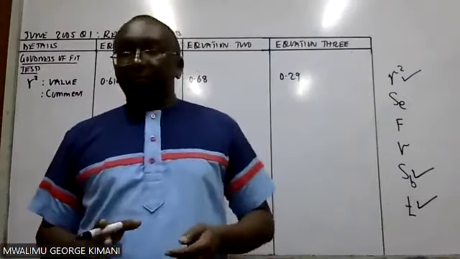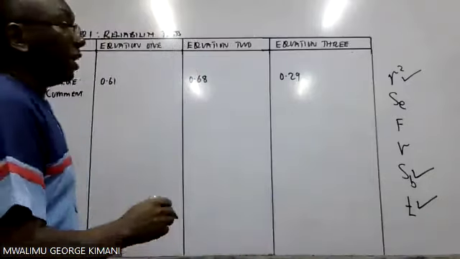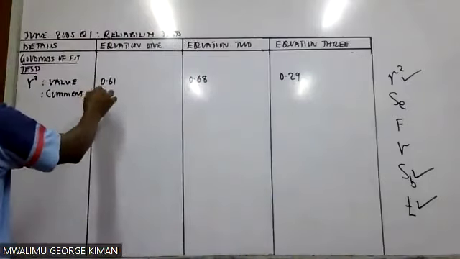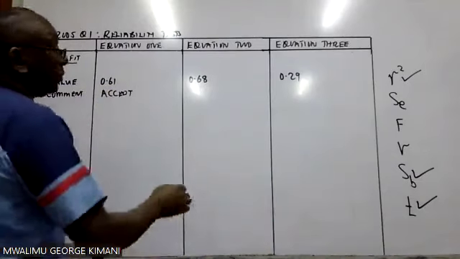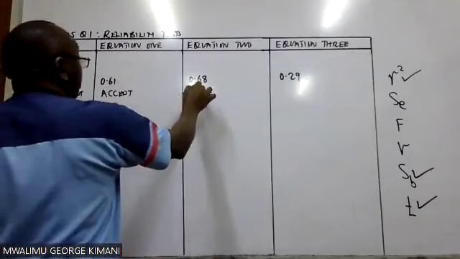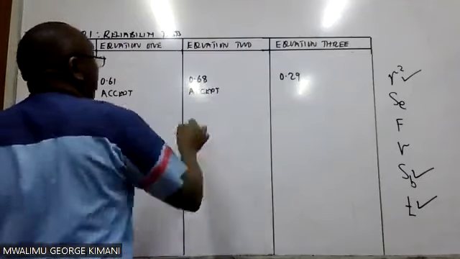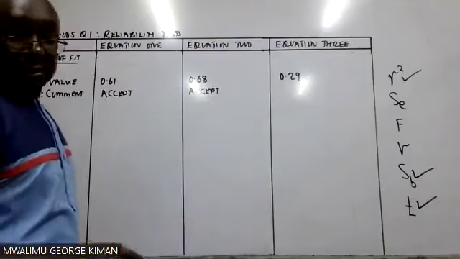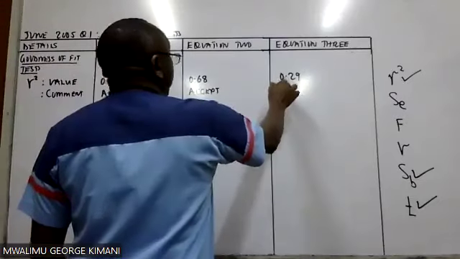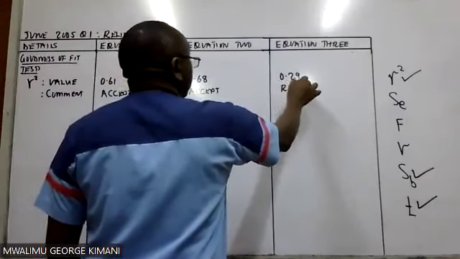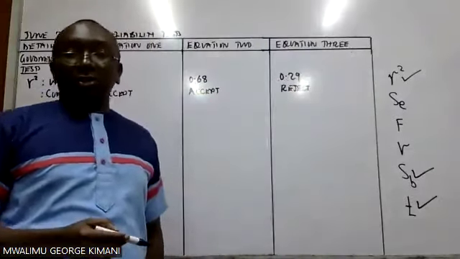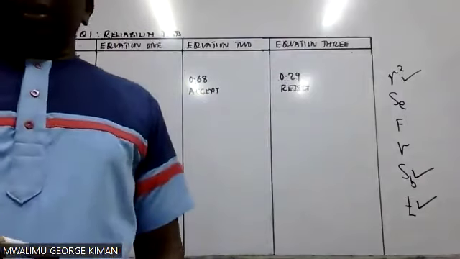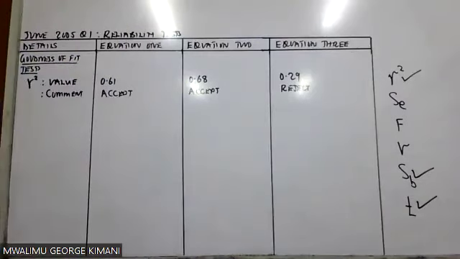You can accept. So we are going to make the comment that here we can accept, was it 61? Here we can accept, it's also more than 60. But this one we should reject. We should reject. It is below 60, so it is very weak. That one should be rejected. We should reject.